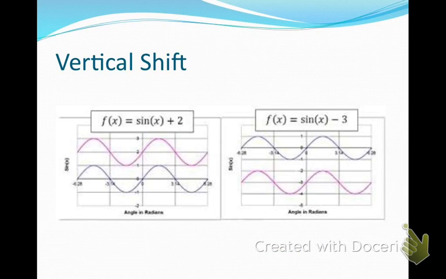So here's 2 examples of vertical shift. Sine of x plus 2 takes the darker purple graph and moves it up to that lighter purple graph. Sine of x minus 3, we go from the darker purple graph down 3 units. Amplitude and period stay the same, we just move vertically.